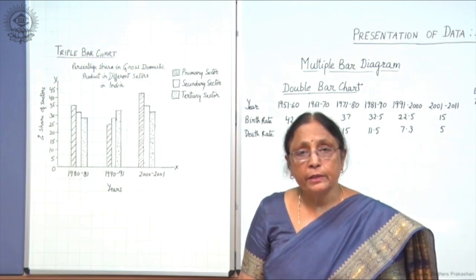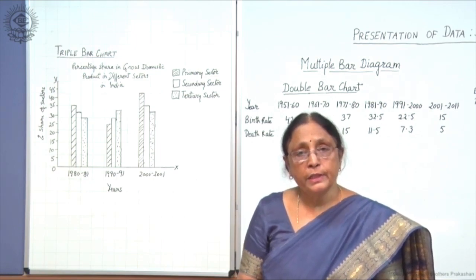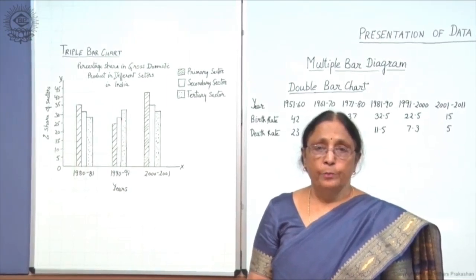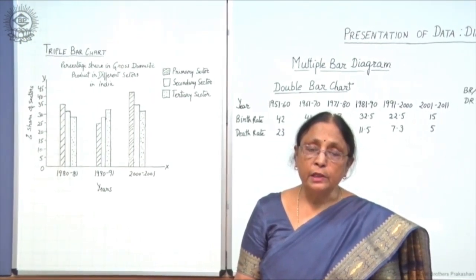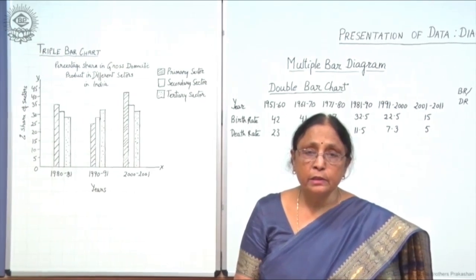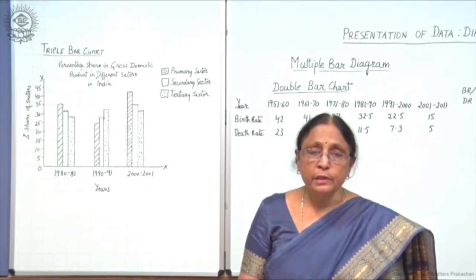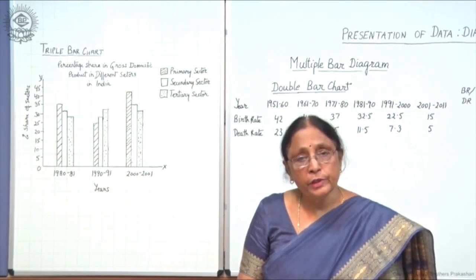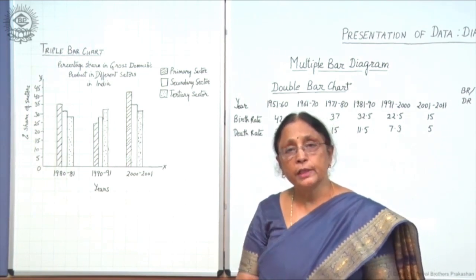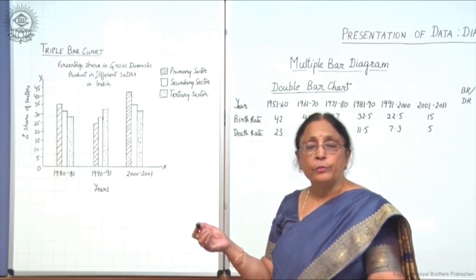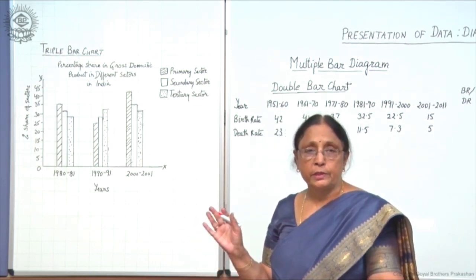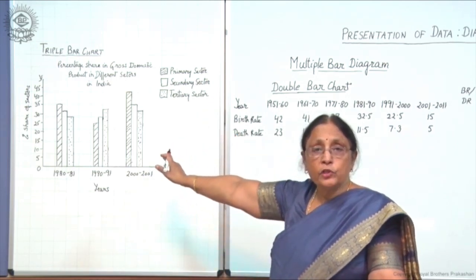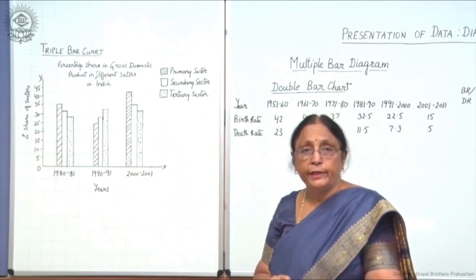We have 3 main sectors. These are primary sector, secondary sector and tertiary sector. Primary sector includes agriculture and its allied or related activities. Secondary sector includes all manufacturing industries, and the tertiary sector includes transport, communication and all types of services. So we have 3 main sectors in the economy in which all the activities are divided.